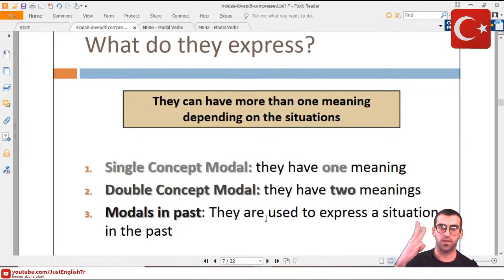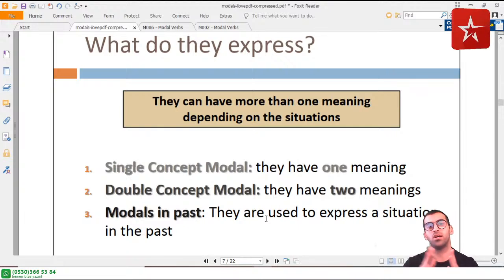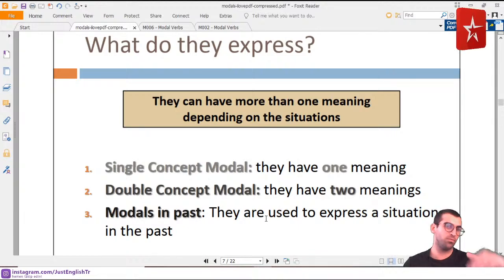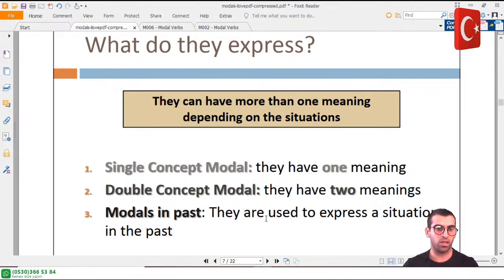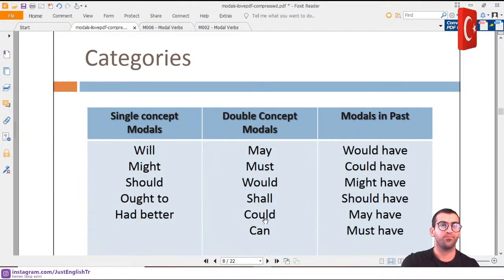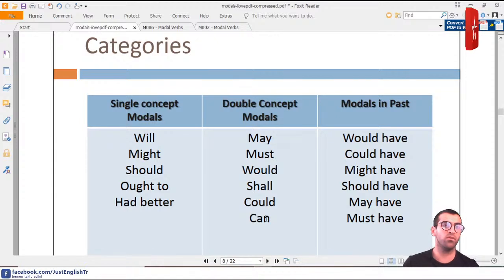We have three situations: single concept modals, double concept modals, and modals in the past. Single concept modals have one meaning, and I will show you which modal verbs have just one meaning. Double concept modals have two meanings, and I will explain them. And modals in the past tense are used to express a situation in the past. So I will explain in more detail. Single concept modal verbs, double concept modal verbs and modals in past.